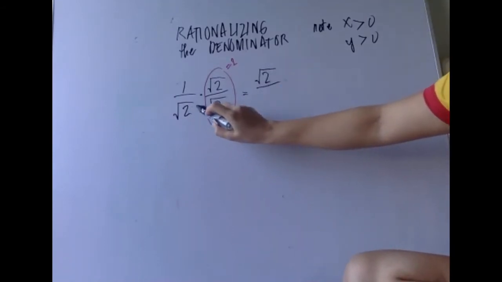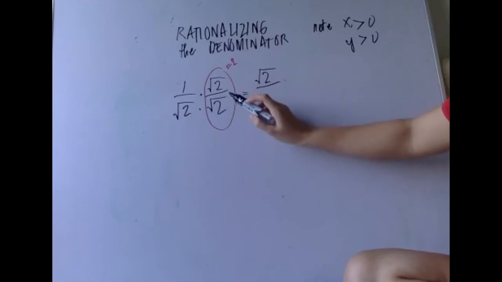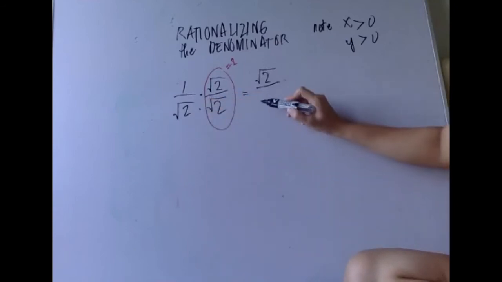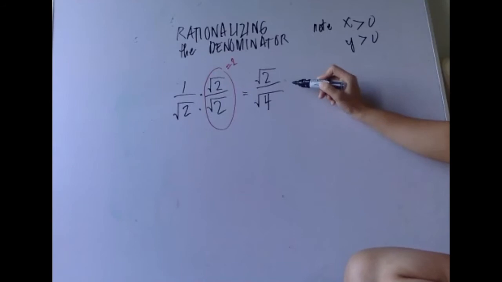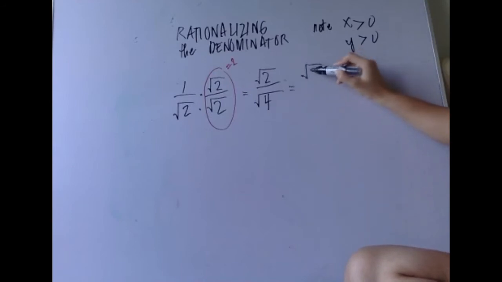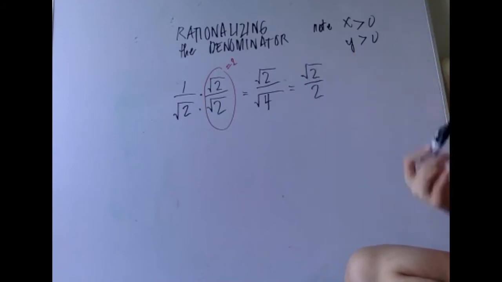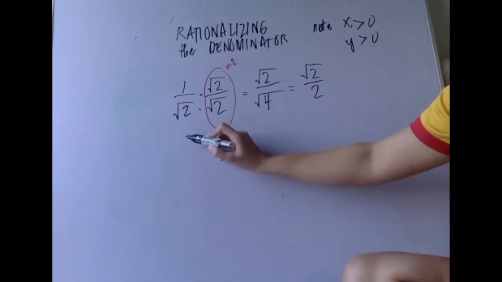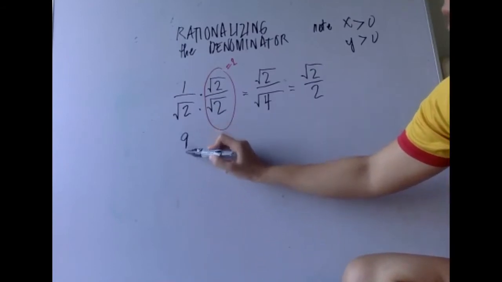Okay, if we have square root of 2 times square root of 2, pareho sila ng index, ibig sabihin pwede natin i-multiply yung nasa loob. So, we have square root of 4. This is just equal to square root of 2 over 2. Okay? Alam ko na mga familiar na kayo dito.